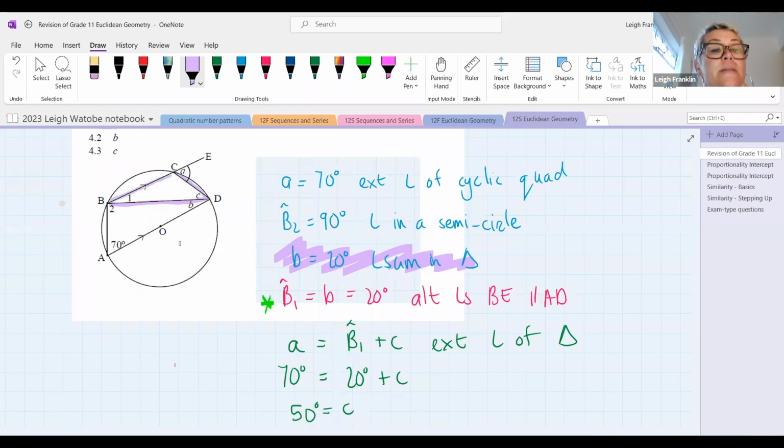Because side BC is extended to E, angle A is the exterior angle of triangle BCD. So remember, the exterior angle of a triangle is equal to the sum of the two opposite interior angles. So this is your exterior angle, and it's equal to the sum of the two opposite interior angles.